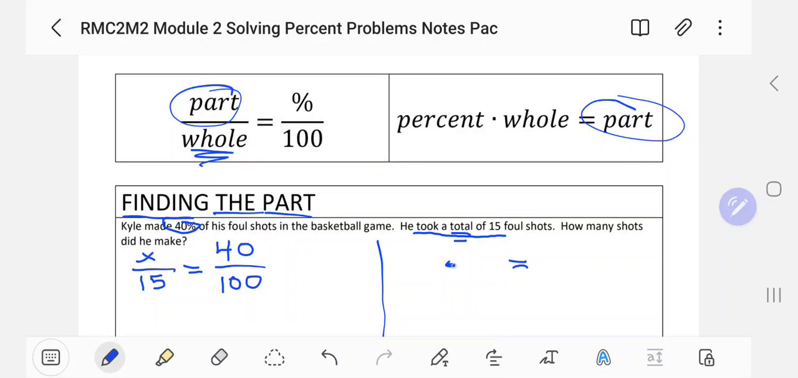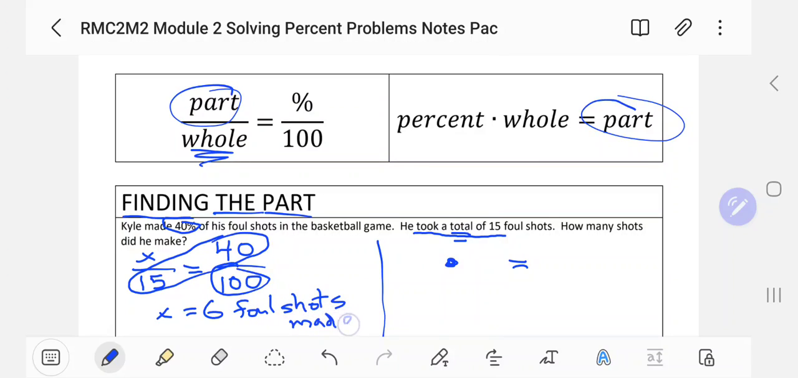Now, if I want to do the, and you guys know how to solve this, right? Multiply those. Okay, that gets us 600. Then we divide by the 100, and we get X equals 6. So that means he made 6 foul shots. 6 foul shots made. Okay.